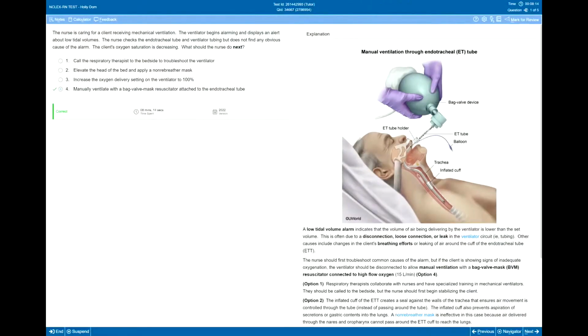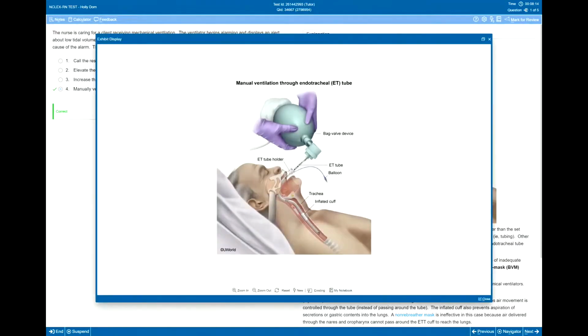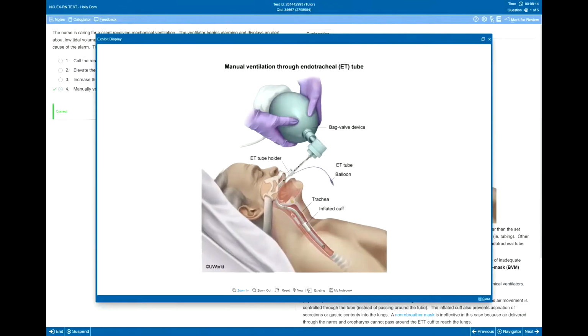We will first look here at our image. This image is a great way to see what an ET tube looks like, as well as the different points. I want to point out really quickly, when someone is receiving mechanical ventilation, this is what we use to deliver the oxygen into the client and into their lungs. We've got the tube here, and generally this is where you would connect to the ventilator, but if we are manually ventilating, we would use the bag here.